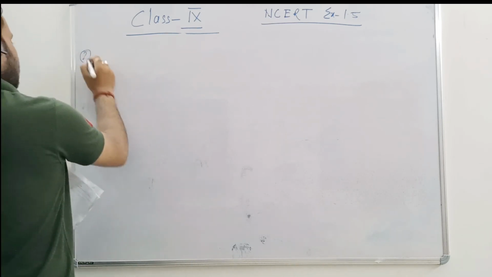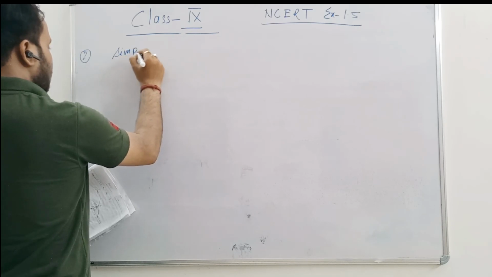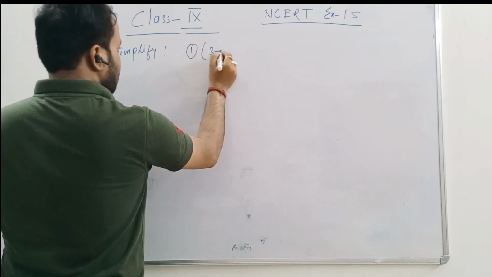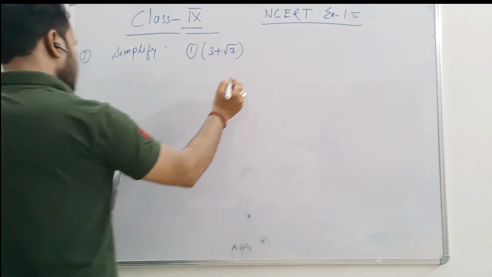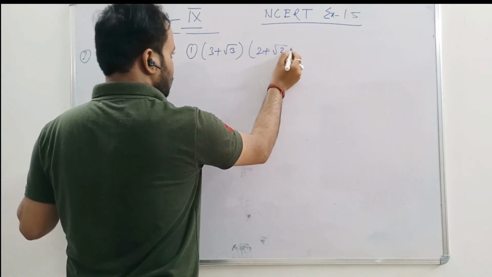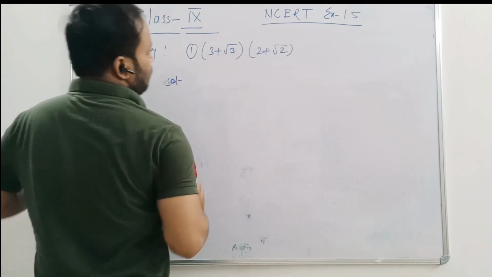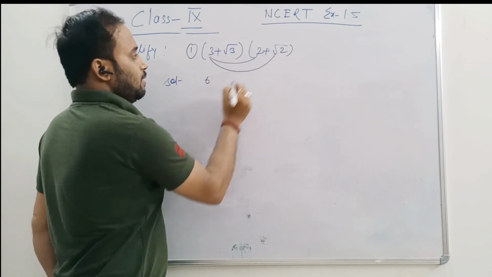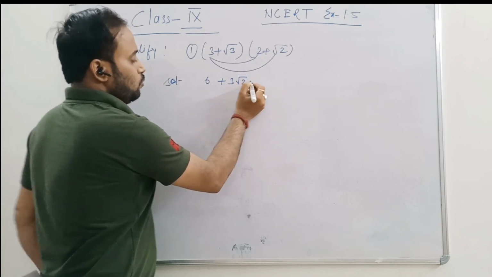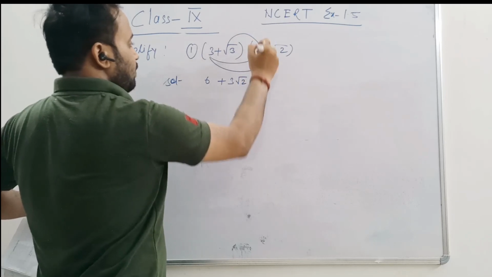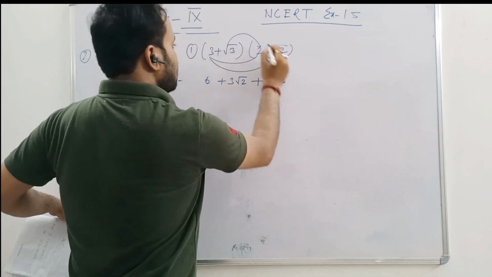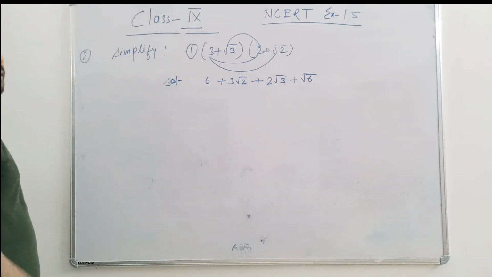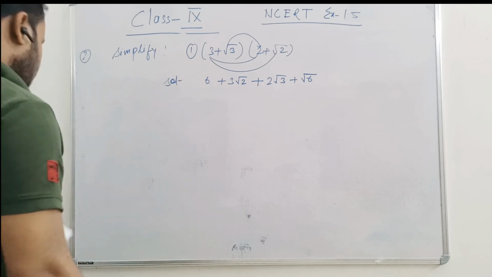Now take another question. This question is to simplify (3 plus root 3) and (2 plus root 2). See how we solve this one. Just break the bracket and multiply. 3 multiplied by 2 becomes 6. Next, 3 multiplied by root 2 becomes 3 root 2, plus root 3 multiplied by 2 becomes 2 root 3, and the last one, root 3 multiplied by root 2, becomes root 6. This is our answer. Simply clear.